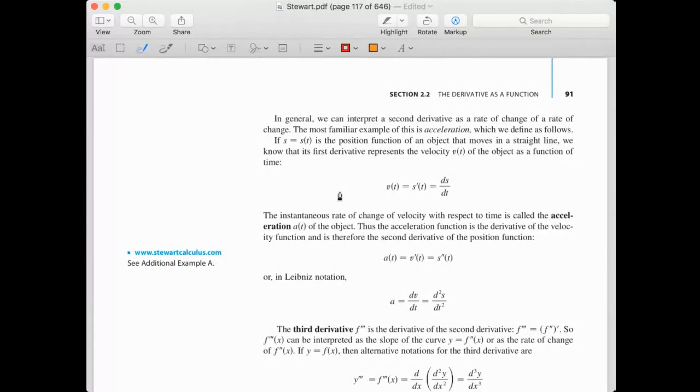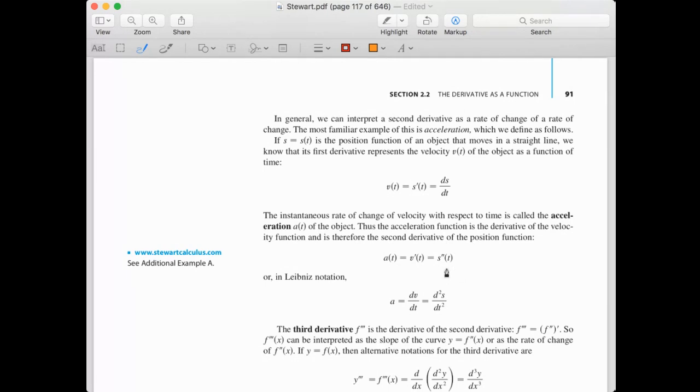Same thing for velocity, right? Velocity is the derivative of the displacement function. And then we have acceleration. Acceleration is the derivative of the velocity function, and it's a second derivative of the displacement function.